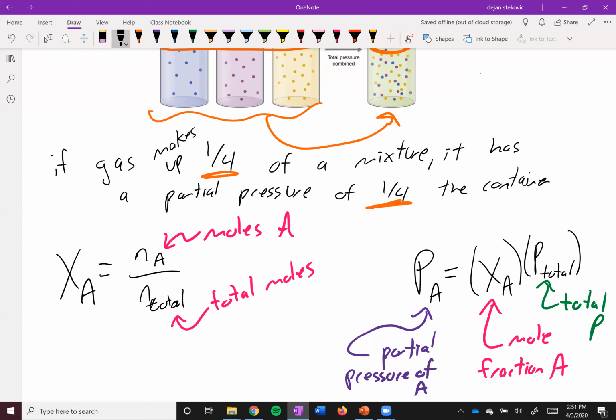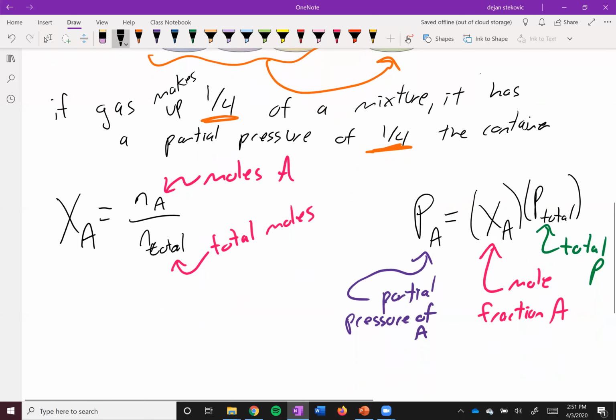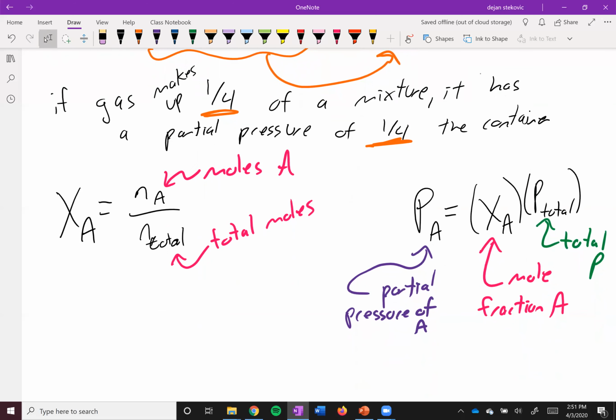So overall, the concept is pretty simple. If my gas makes up 1/10 of the mixture, then its partial pressure is going to be 1/10 of the total. And when I'm talking about 1/10, 1/4, whatever, I'm talking about the mole fraction. So I'm talking about moles of whatever I'm talking about over the total moles. So if we combined had $10 and 5 of it was mine, then my money fraction would be 0.5, right? I've got half of the money.